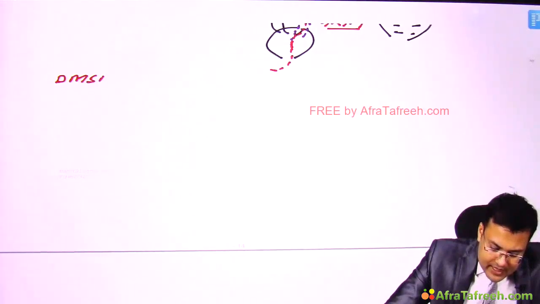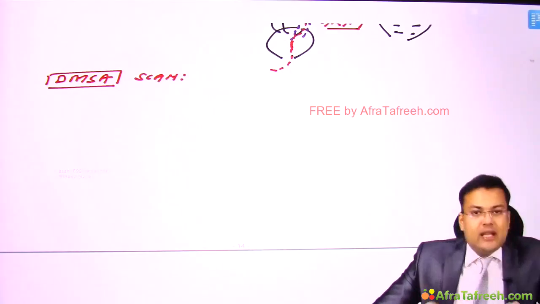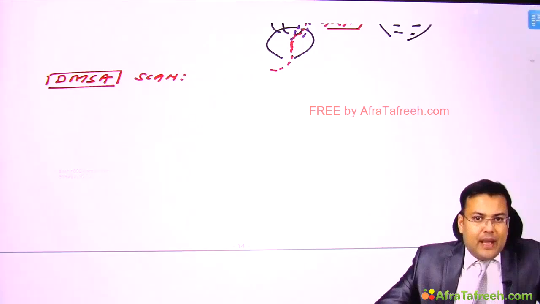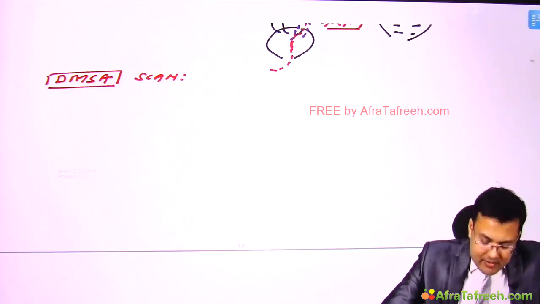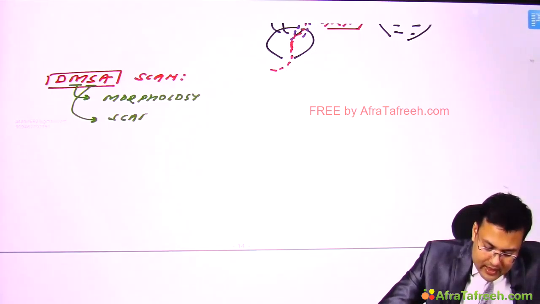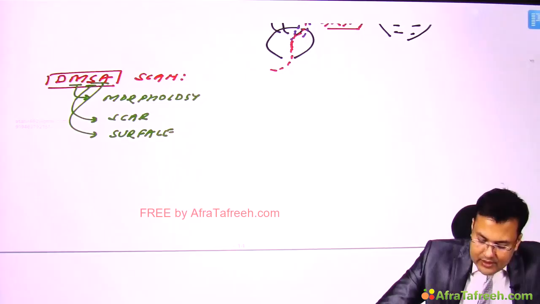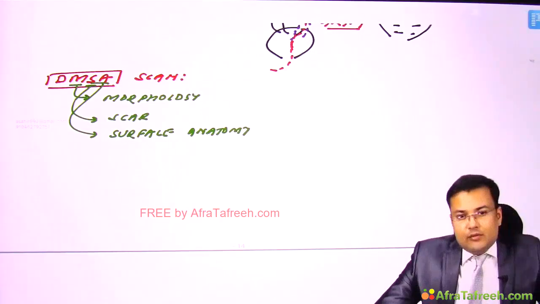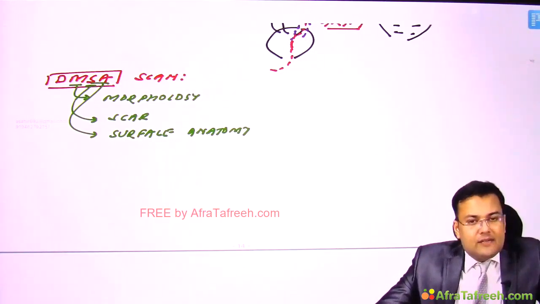What is the full form of DMSA scan? This is dimercaptosuccinic acid scan. How to remember? You can easily remember. It is used for M. M means morphology, S means scar, and SA means surface anatomy. Surface anatomy. Clear? So this DMSA scan is used for renal morphology, renal scar, surface anatomy.